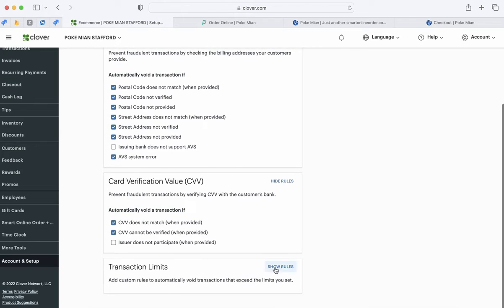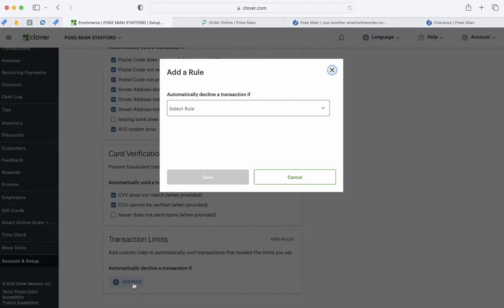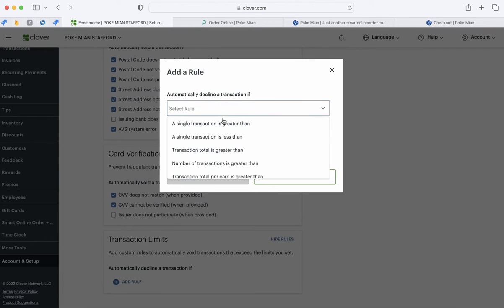Okay, that's good. Now here's transaction limits. If you're a restaurant and your average transaction is $50 or $30 or $20, you can actually prevent big orders, like over $200 or over $500. For example, I can say a single transaction is greater than $200. Obviously, you don't want to decline low transactions, but you want to decline high transactions.